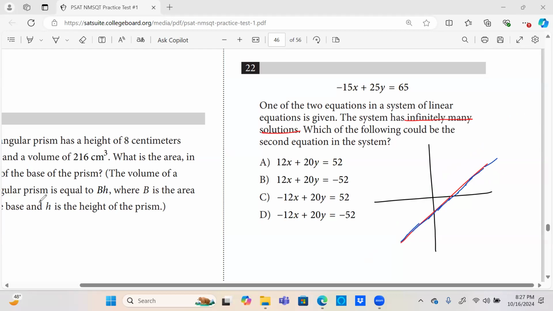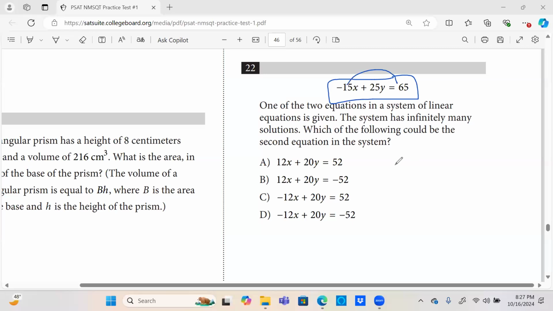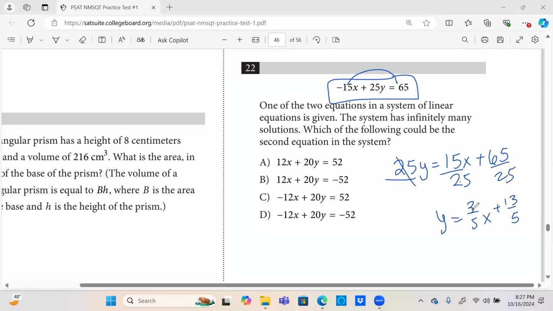There's a couple different ways to get this done. I would maybe just go ahead and solve this for y. I'm going to bring this over. So 25y is 15x plus 65, dividing by 25. And I get y is, this reduces to 3/5 x, and this reduces to 13/5. And then I would just do the same thing to all the choices until I find the one that's the exact same, because they're only going to have infinitely many solutions if it's the same line.